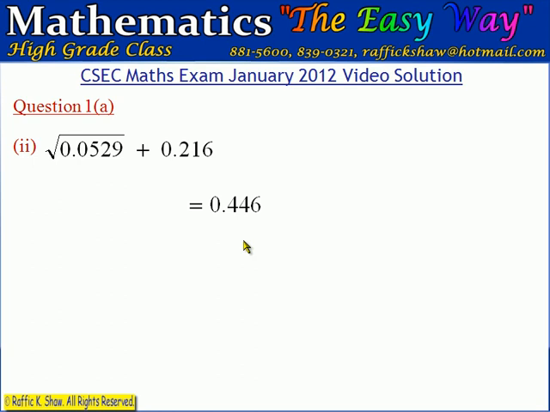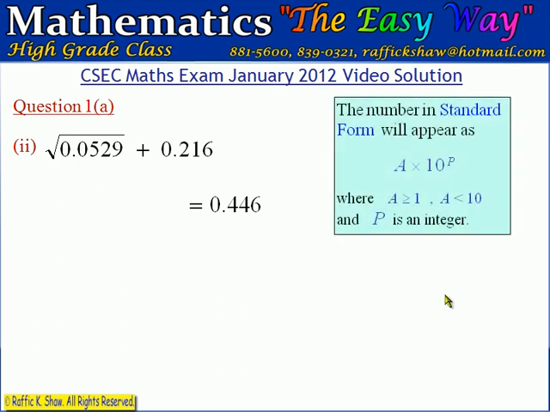And what is the rule for standard form? The rule for standard form is that if this number is expressed in standard form, it will appear as this, where the a is a number greater than or equal to 1 but less than 10, and p is an integer. So basically what it means is that we need to get this decimal point here, and to get this decimal point here we need to multiply by 10 to the 1.